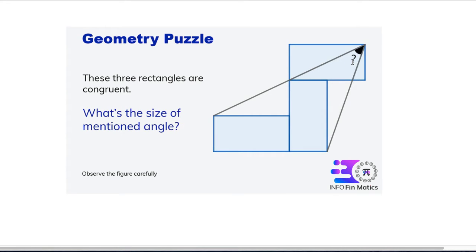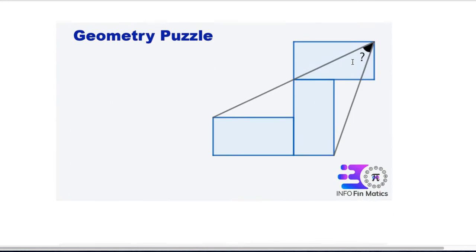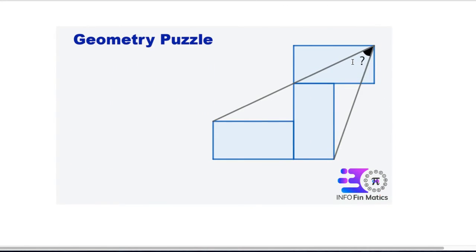So there are various ways to do it, and if you have solved it, that's great, amazing. Now let's try to solve it. If you have not solved it, try to solve it visually, then we can go for different approaches. Now let's look at some of the possible solutions. This is the question over here. There are various ways to do this particular question.